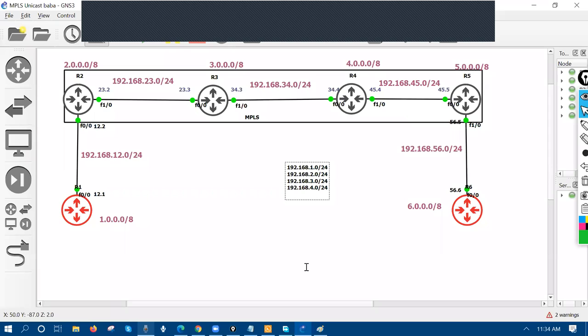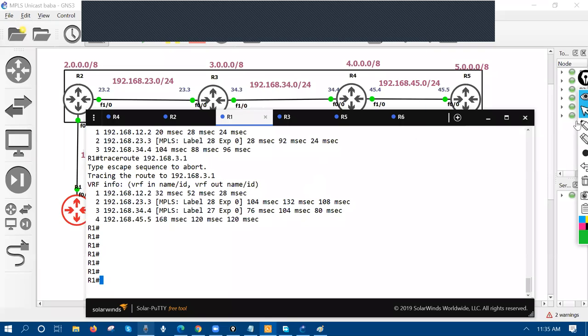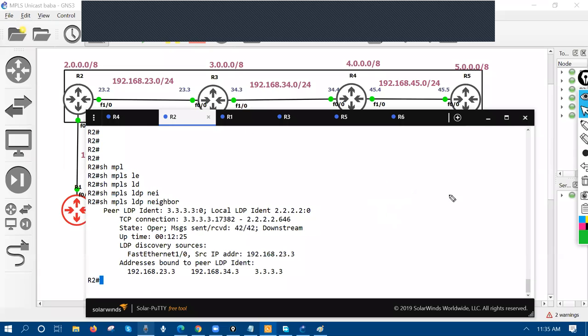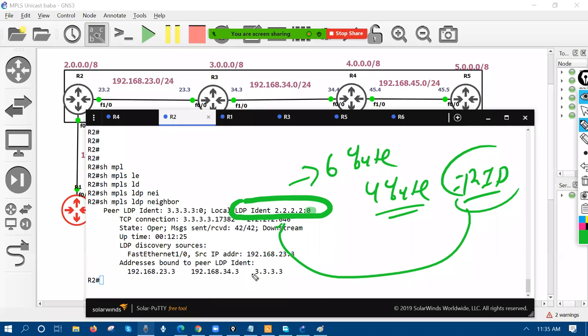Hey guys, by default, what happened? If you see the MPLS LDP neighbor, in this neighbor, what happened? We have a zero value set over there, right? This is the LSR ID. The size of this LSR ID is what? 6 bytes, where 4 bytes represent the router ID of the router, this ID 2.2.2.2, and the 0 represents 2 bytes. This 0 is going to represent the label space.